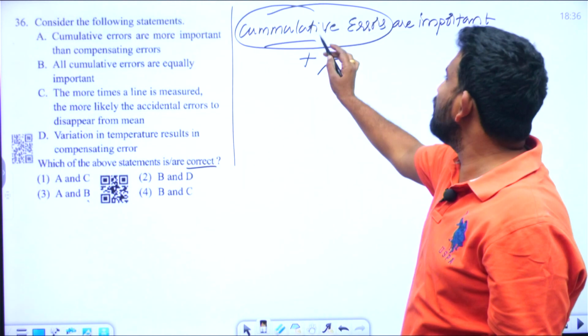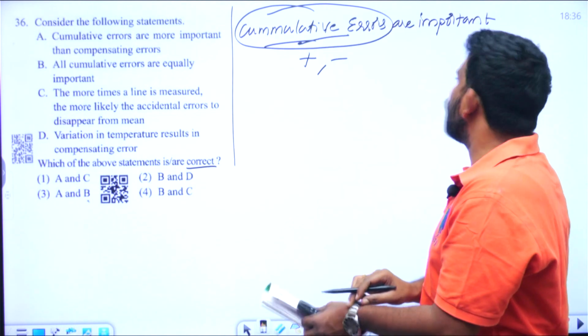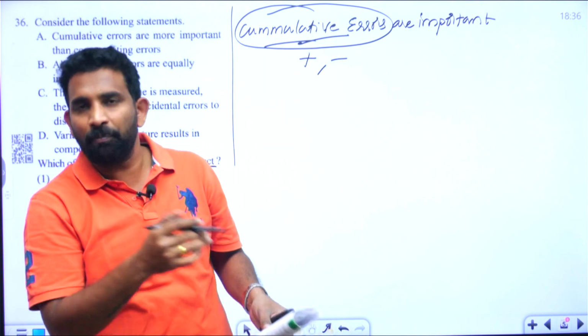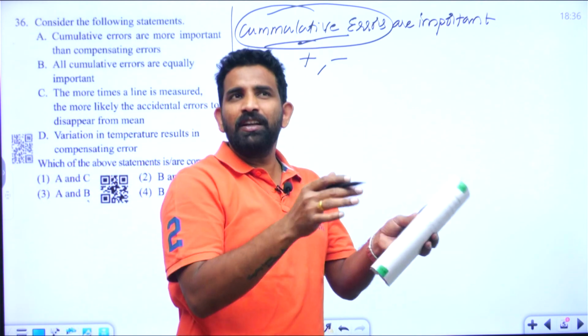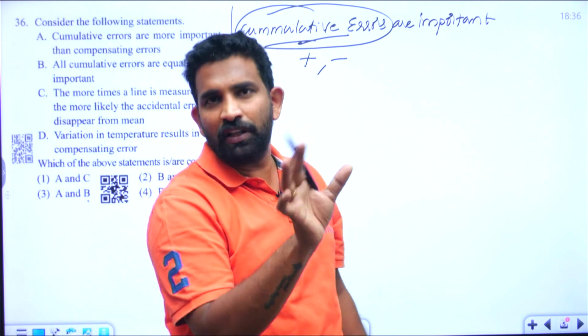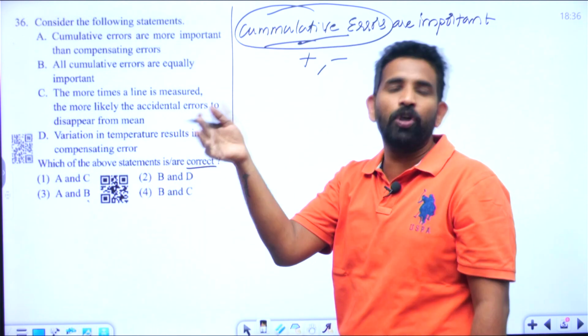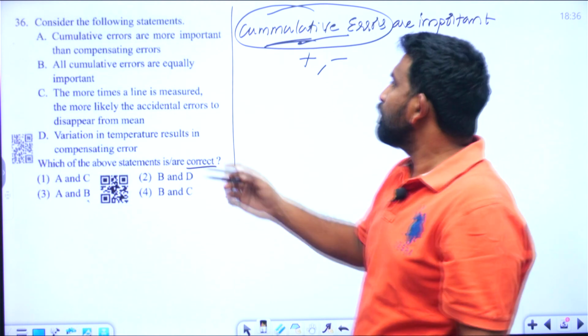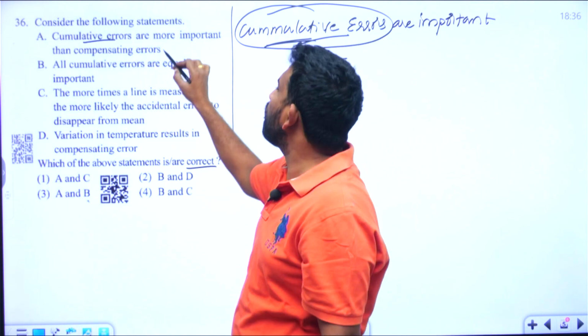Okay. That's why this cumulative error is obviously more important than the compensating error, because we know compensating errors don't have that impact. That doesn't mean that they are not errors. Compensating errors are also there, but they can be compensated. Okay, but these cumulative errors can't be compensated, right? So obviously cumulative errors are more important than the compensating errors.